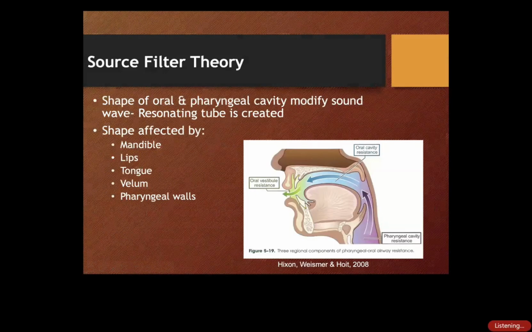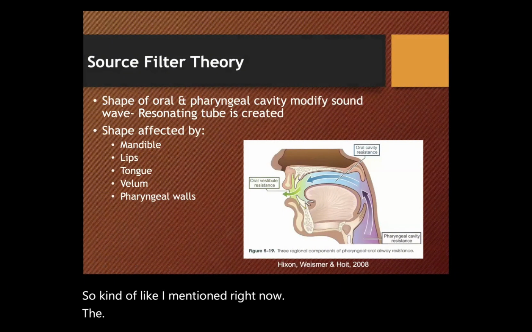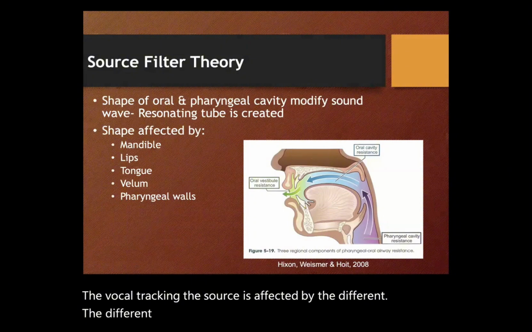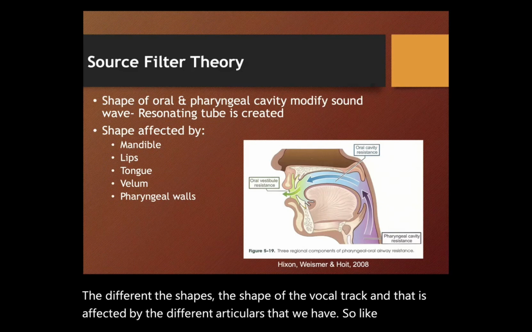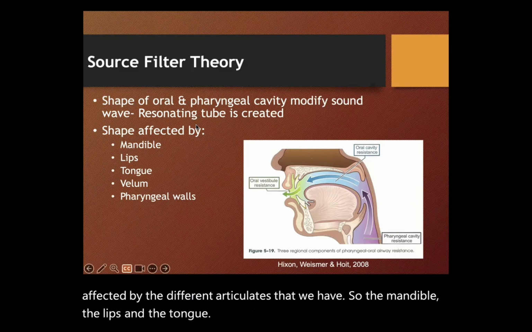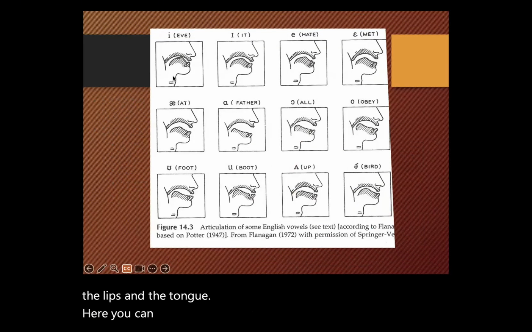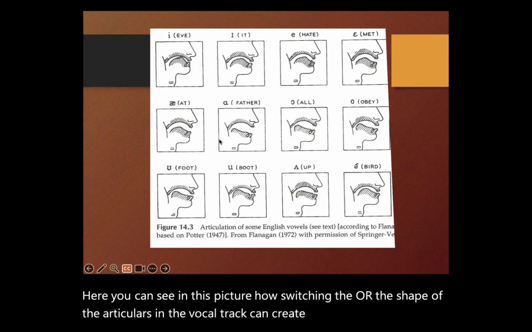Okay, so like I mentioned, the vocal tract and the source are affected by the shape of the vocal tract, and that is affected by the different articulators that we have, like the mandible, the lips, and the tongue. Here you can see in this picture how changing the shape of the articulators in the vocal tract can create different sounds.